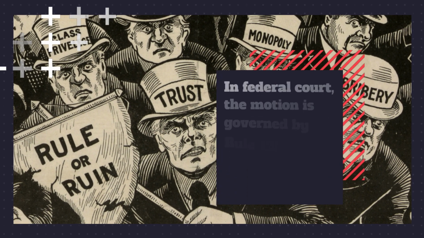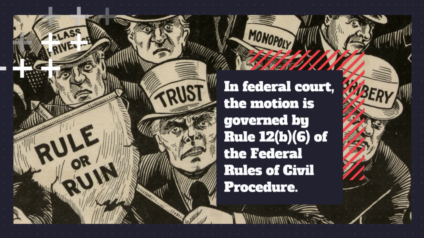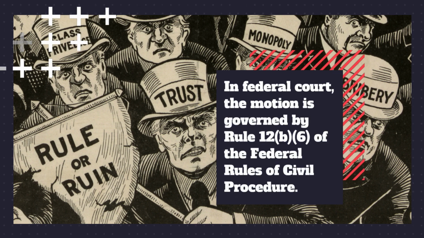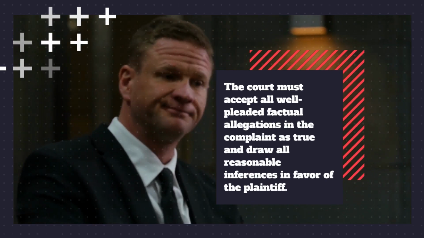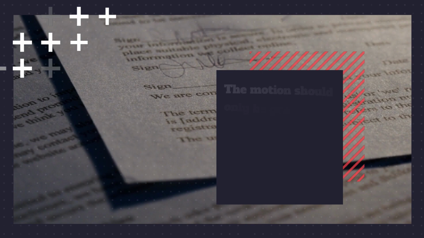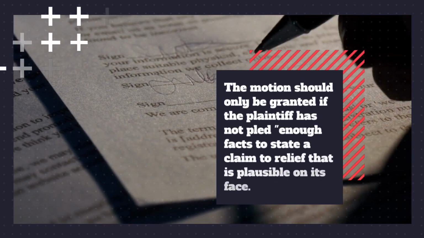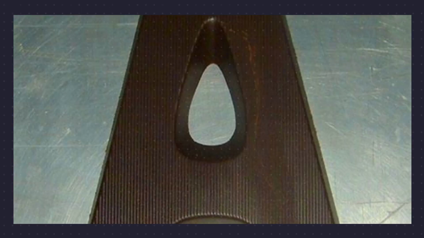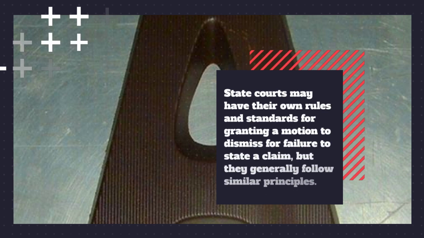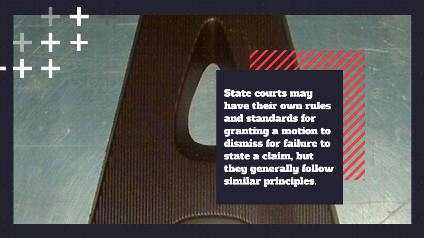In federal court, the motion is governed by Rule 12(b)(6) of the Federal Rules of Civil Procedure. The court must accept all well-pleaded factual allegations in the complaint as true and draw all reasonable inferences in favor of the plaintiff. The motion should only be granted if the plaintiff has not pled enough facts to state a claim to relief that is plausible on its face. State courts may have their own rules and standards, but they generally follow similar principles.